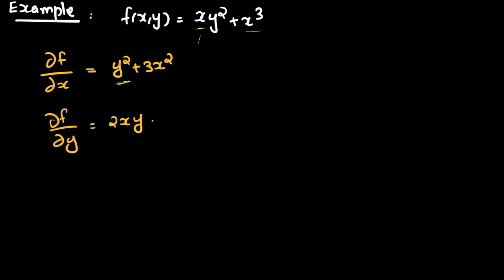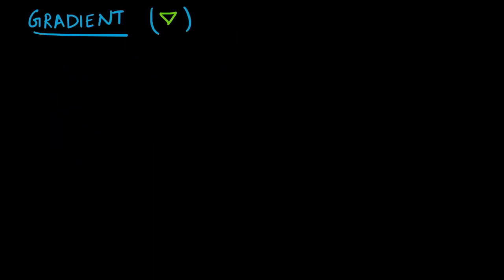And dou f by dou y is 2xy. That means we are keeping x as a constant and y square as the variable. So x is a constant, x into y square will be 2y raised to 1. Plus x cube is a constant, so the derivative will be 0. That is equal to 2xy. So these are the partial derivatives with respect to x and y.